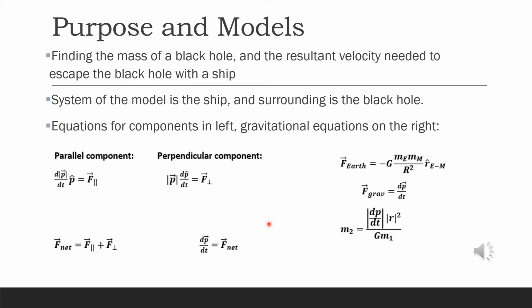The gravitational force equation, which we will then compare with the net force. The system for the first part of the lab was a star, and the second part of the lab was a ship and a planet, and the surrounding is the black hole.